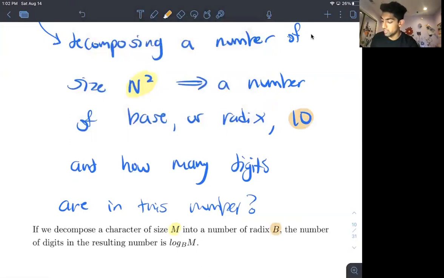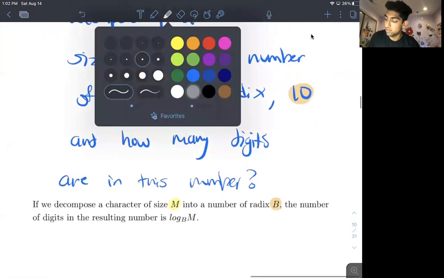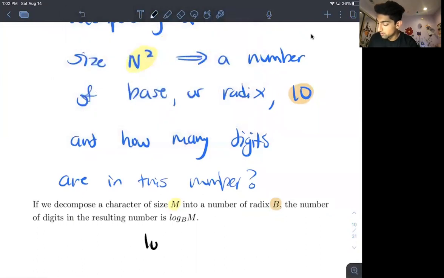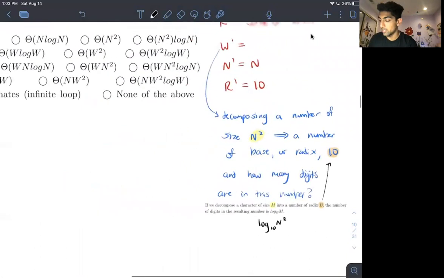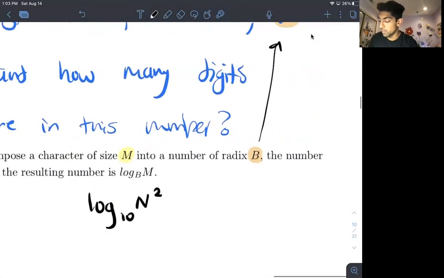And the number of digits in the resulting number is going to be log base b, well, b is 10, of m, well, m is n squared, right? Okay, so we have log base 10 of n squared, and what we know here is that log base 10 of n squared can be simplified, right, to 2 log base 10 of n.